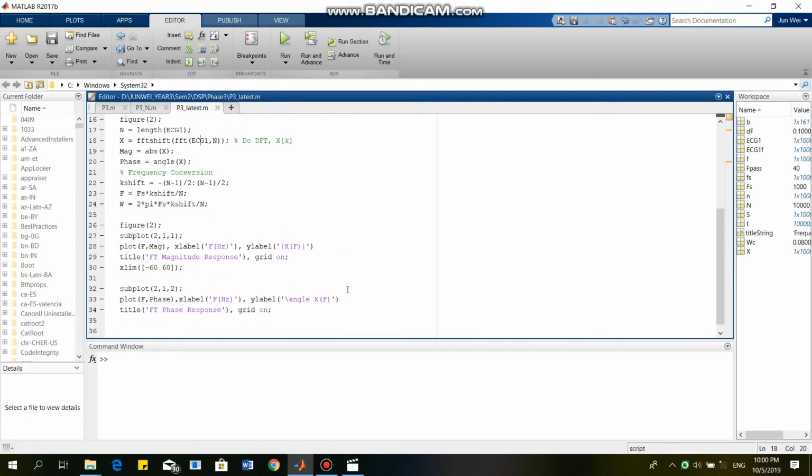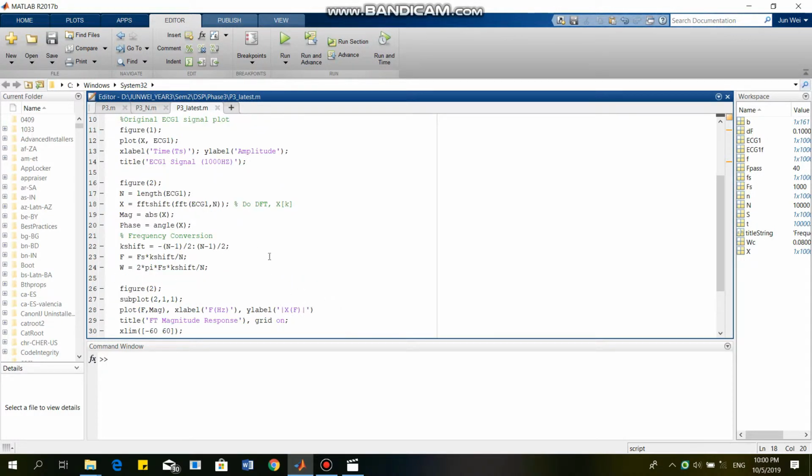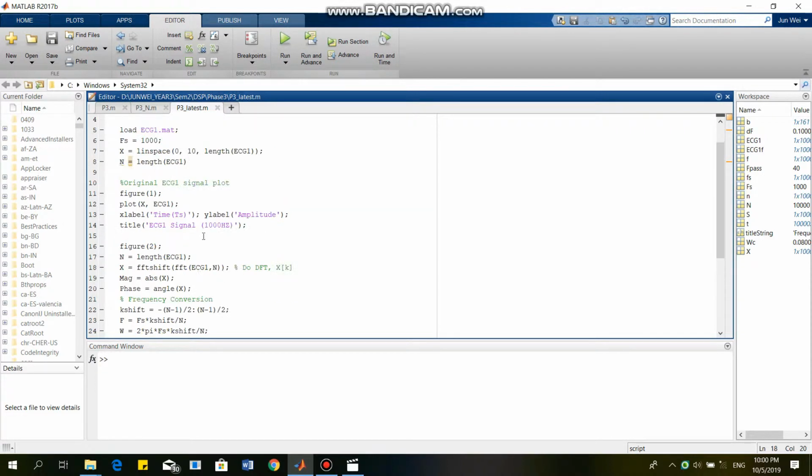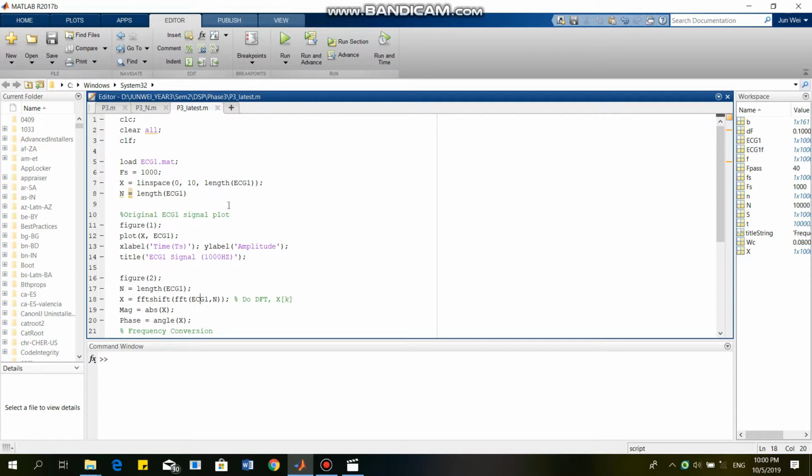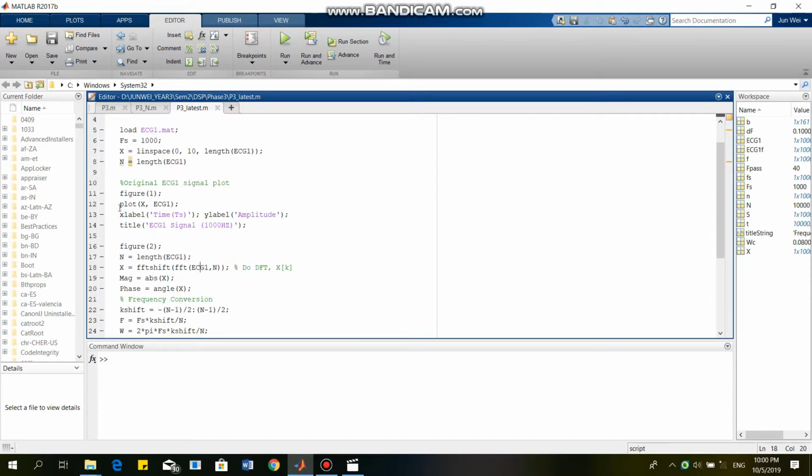This is the code used to do the magnitude and phase response, and over here we have some equations to calculate the value of the magnitude of the phase of the magnitude response. And over here we have determined the length, and over here we did the original plot.